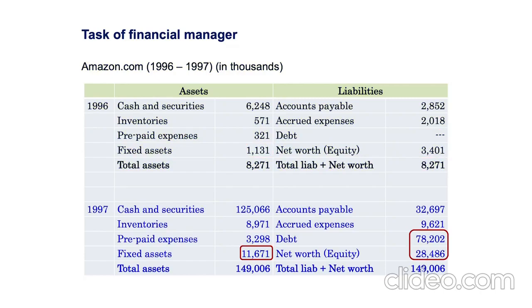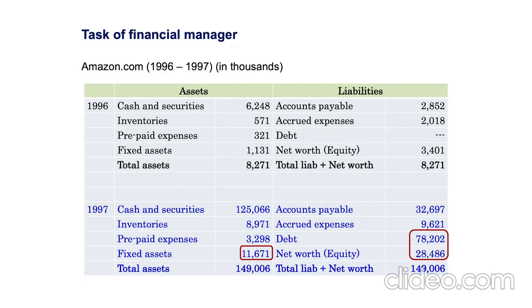In 1997, Amazon's balance sheet has changed a lot, increased by about 18 times. The total assets are now worth $149 million, with most of it still in liquid assets such as cash and securities, for about $125 million in total. That's an increase of more than 19 times from the year before. Fixed assets have also increased by about 10 times to $11.6 million.